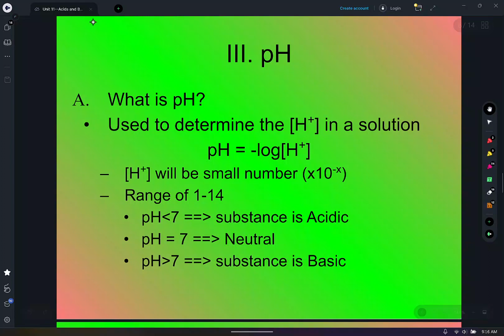Hey there, beautiful people. So in this section of acids and bases, we're going to talk about pH, and this is where our calculations come into play.